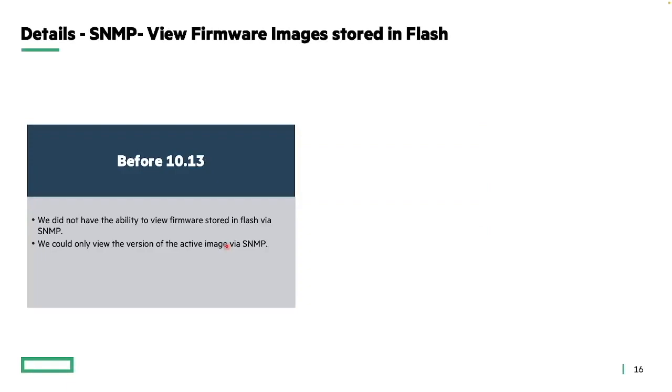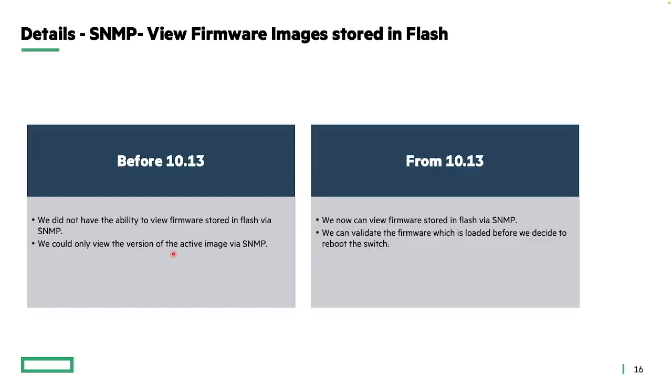Before 10.13, we did not have the ability to view firmware stored in flash via SNMP. We could only view the version of the active image via SNMP. Right? What's there, what's running, and what is active on a particular device before 10.13. From 10.13, we can now view firmware stored in flash via SNMP, and we can validate the firmware which is loaded before we even decide to reboot the switch, and that is one of the use cases of this particular feature.